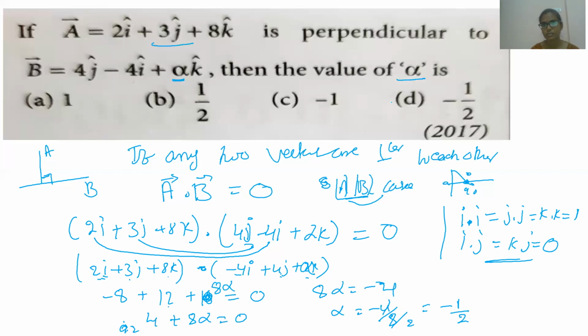Right, children? So this is your option: minus 1 by 2 is the correct answer for this question. When the vectors are perpendicular, alpha must be minus 1 by 2 to satisfy the relation. I hope this is clear to you, right, children?